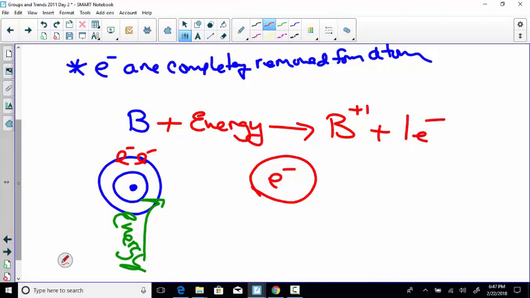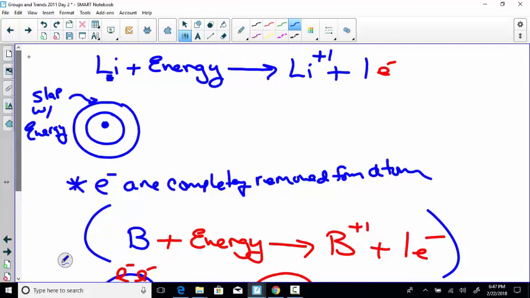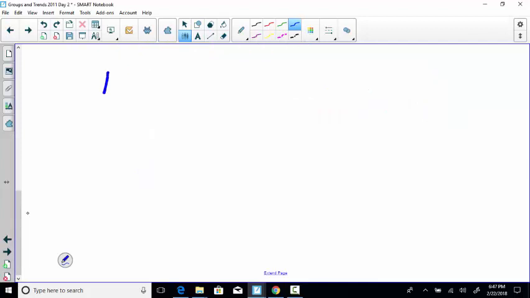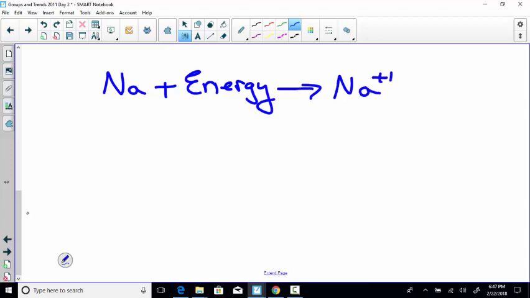So one of the things with ionization energy that you need to realize is we can do it with any single element that we want, and here is a basic equation that we could use to write this. Without drawing all of the Bohr model stuff, if I take sodium and add energy to it, that is going to become Na+ plus an electron. So this is the equation for writing ionization energies.